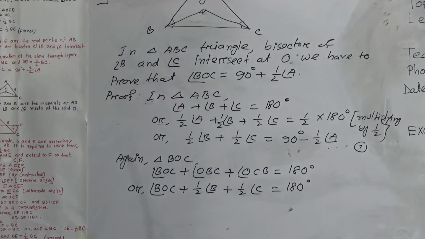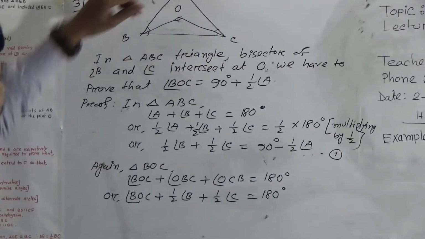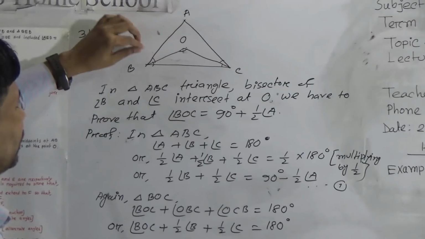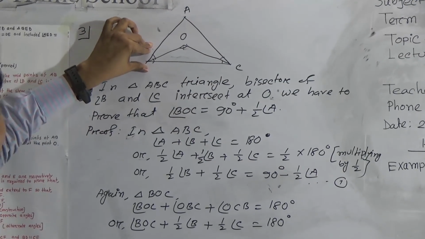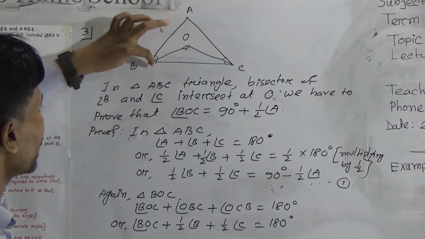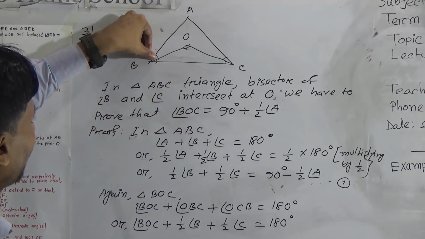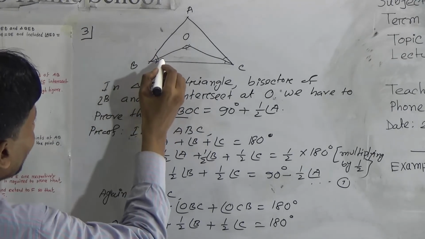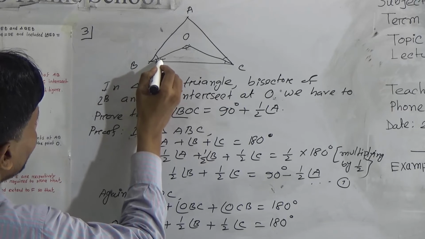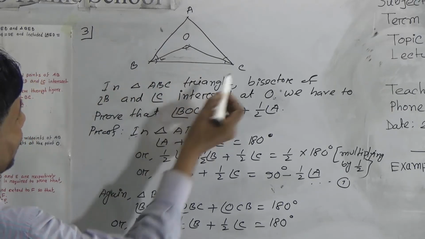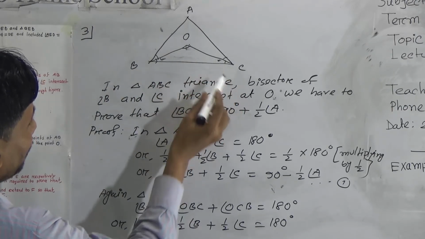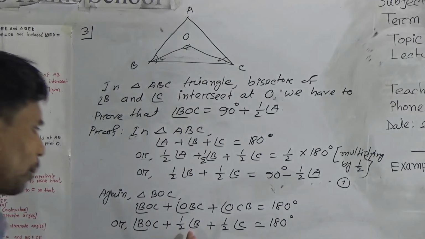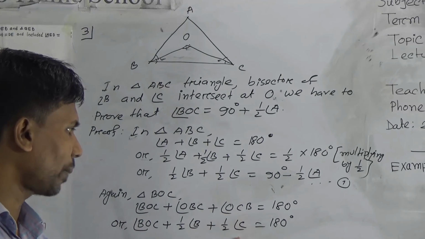Student, please look here. Please look at the figure. Suppose angle ABC means 60 degree. Then OBC means only this angle. OBC, that means only this angle. That means half of angle B. This is called half of angle B. And OCB means only this angle. That means half of angle C. I have written in short form half of angle B. And this is half of angle C.